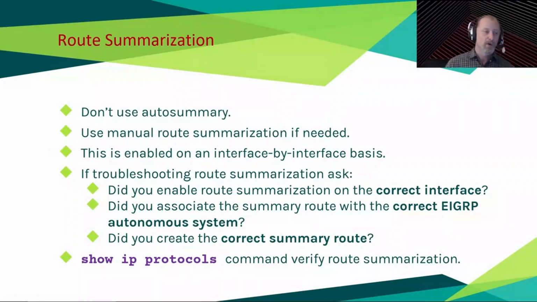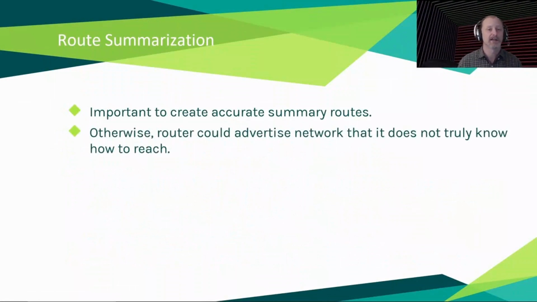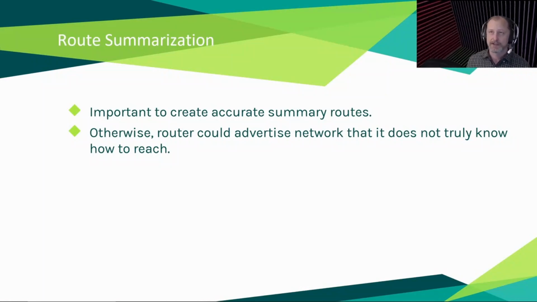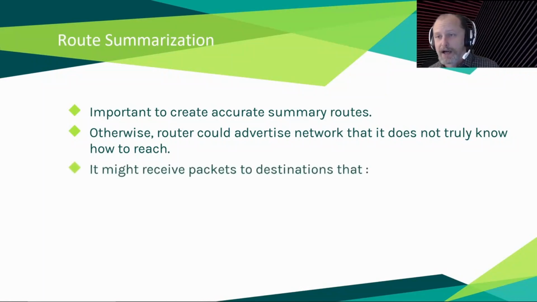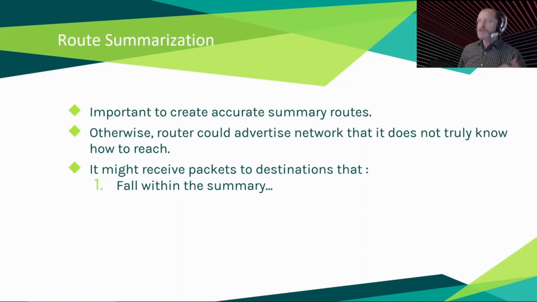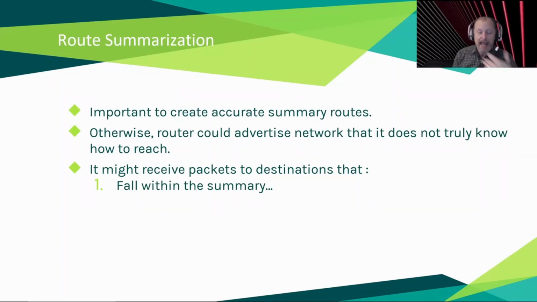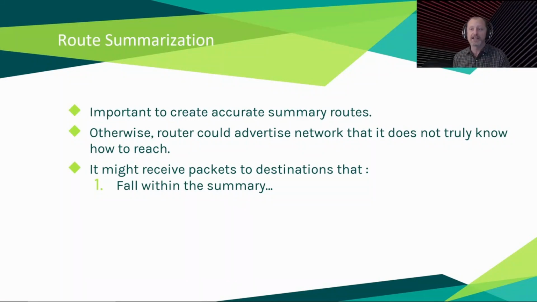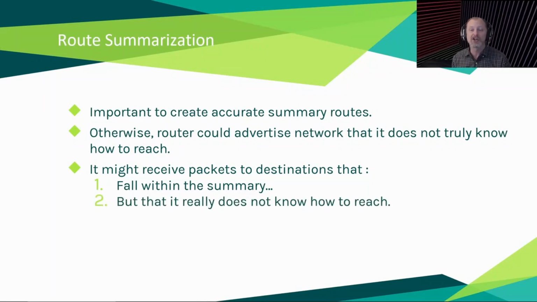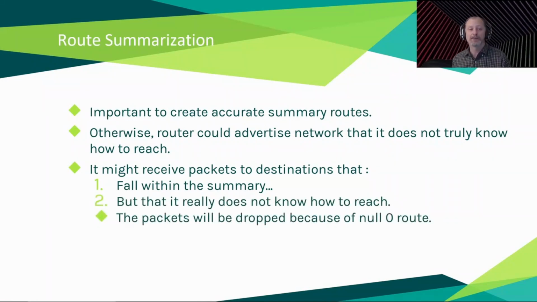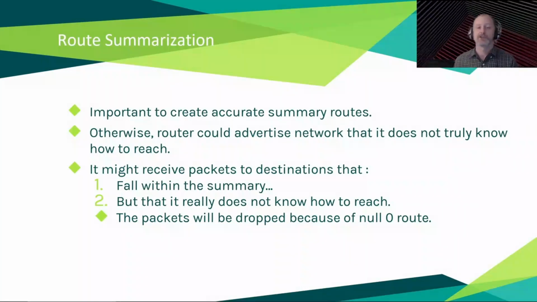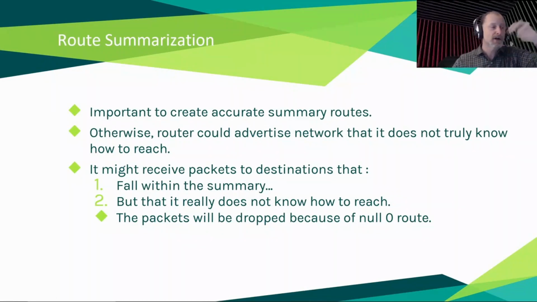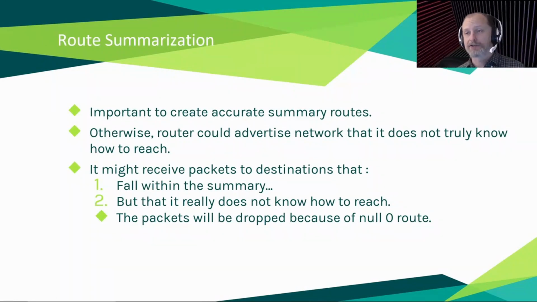When you're summarizing these routes, obviously it's very important to get the routes right. If not, you're going to advertise the wrong summary and start screwing stuff up. If you don't have the summary correct, it could end up receiving packets for a route that does not fall within the summary, or that does fall within the summary, but that it really doesn't know how to actually reach. And the packet will be dropped because of that null zero route. That null zero route helps protect us against some of this, at least as far as having a packet floating around until the TTL drops to 0.